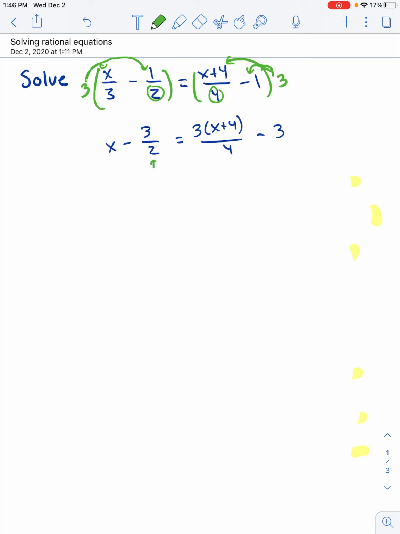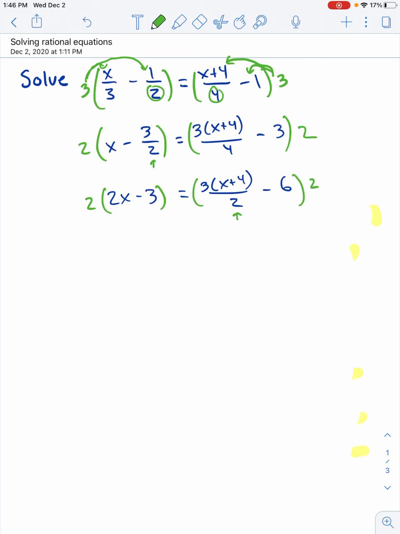So now I'm going to move on to my second denominator. And for this one, to cancel out, I need to multiply by 2. So if I multiply by 2 on one side, I have to multiply by 2 on the other side. And I get this expression, or this equation. And then I still have one more denominator left, so I have to multiply by 2 in order to get that one to cancel out.